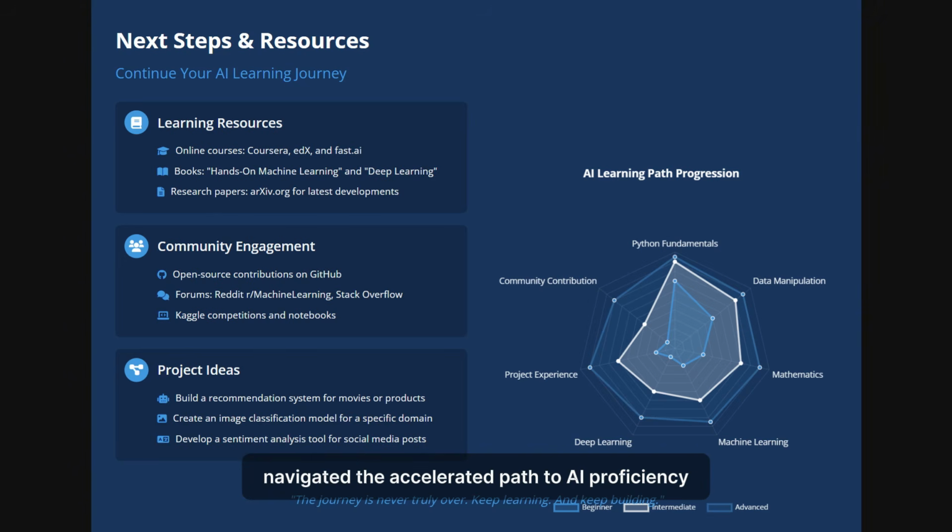You have successfully navigated the accelerated path to AI proficiency. You started with the fundamental tools, mastered core machine learning paradigms, built deep neural networks, applied your knowledge to projects, and considered the ethical responsibilities of your work. You are now equipped not just with knowledge, but with a framework for continued growth in this incredibly exciting field. The journey is never truly over. Keep learning and keep building.